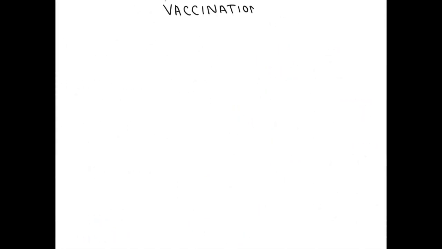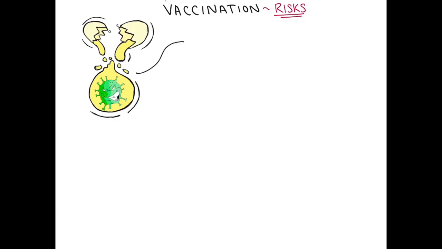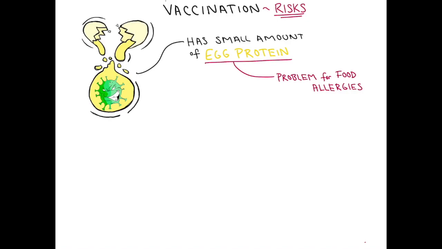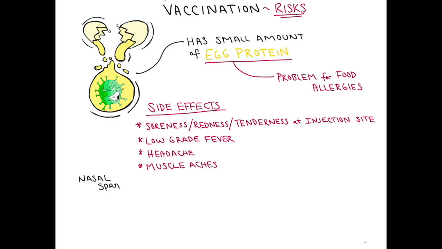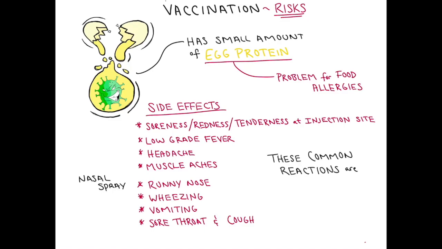Alright, vaccination risks. The virus is grown in an egg protein, so those with an allergy to eggs can potentially have a reaction to the vaccine. Side effects to the vaccine are typically very mild, with the biggest complaint being soreness, redness, and pain around the injection site. Other symptoms can include low-grade fever, headache, and muscle aches, which are not a response to the flu virus, but side effects of your immune system doing its job. The nasal spray can also cause a runny nose, wheezing, vomiting, sore throat, and a cough. All of these symptoms are considered less severe than the symptoms you would experience with the flu.